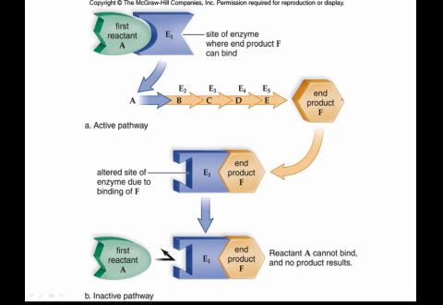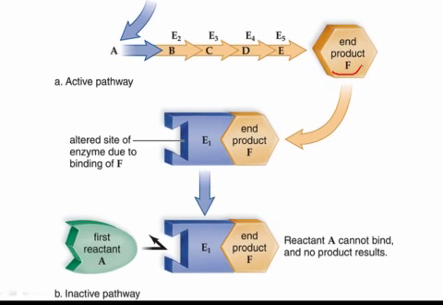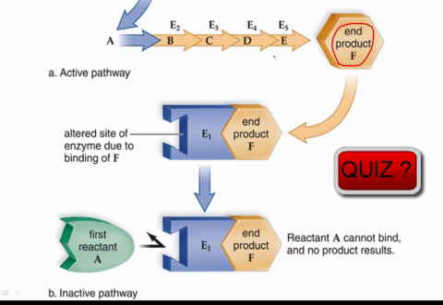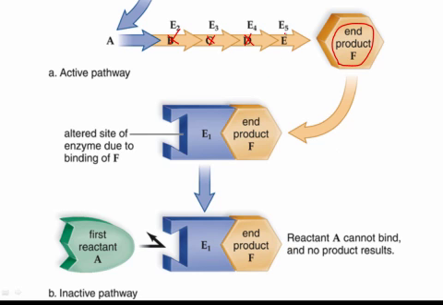What if we don't need any product F? What if the organism or the cell has all of end product F that it needs? Certainly it does not want to waste energy in all of these small chemical reactions, and so this entire pathway needs to be shut down. This is called feedback inhibition.